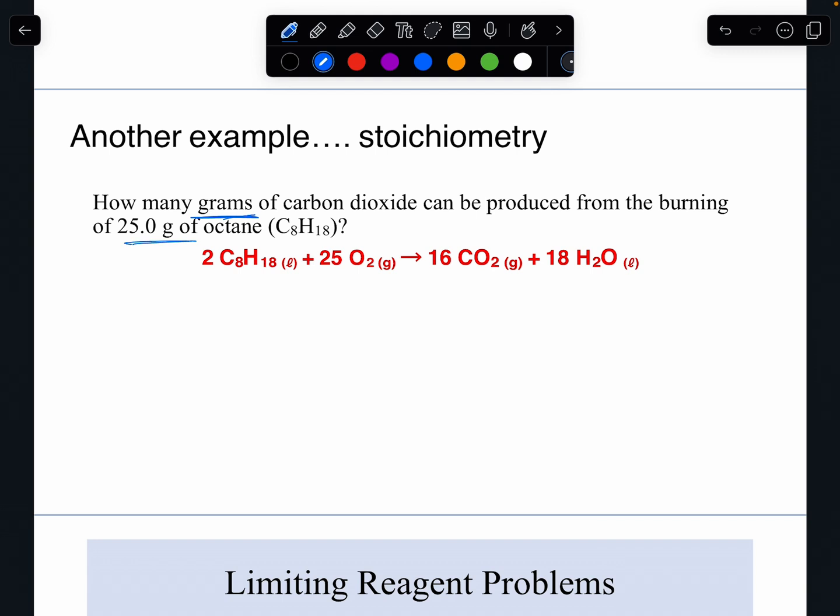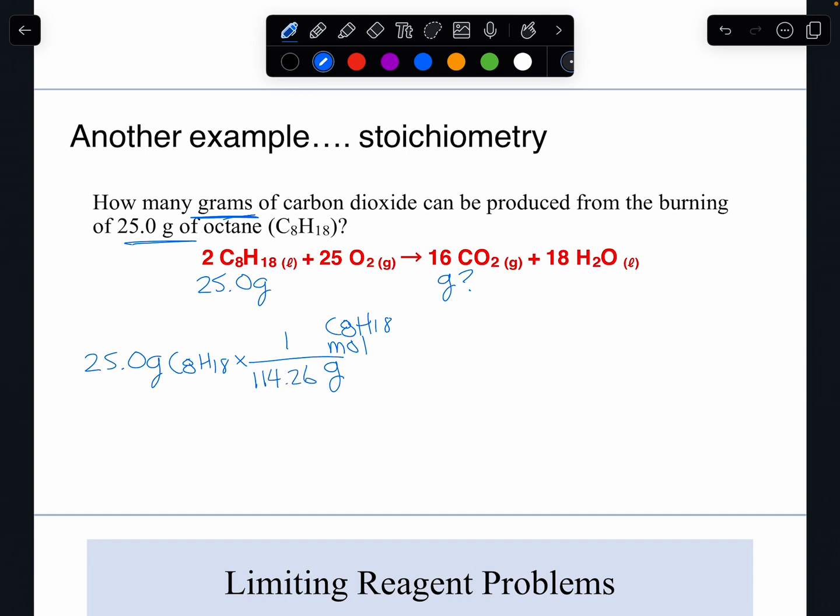All right, now, let's do a grams to grams. So this one's a little bit different. We're going to have to add an extra step. So let's see. How many grams of CO2 can be produced from burning 25 grams of octane? So you start with what you're given. And we cannot do that mole ratio until we go into the moles.